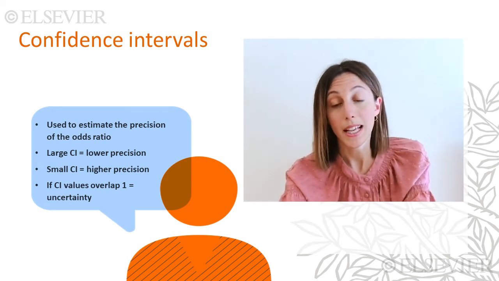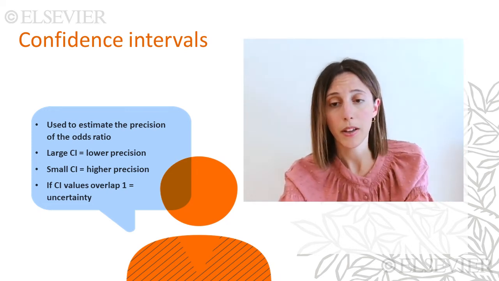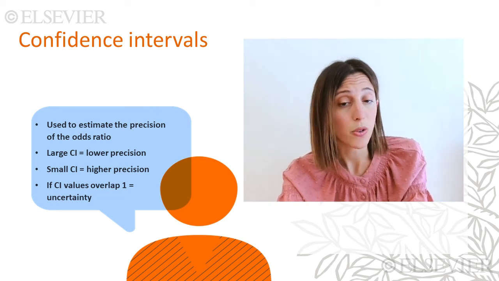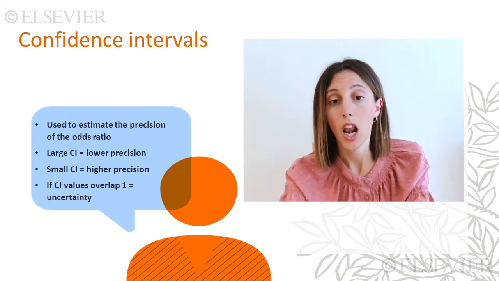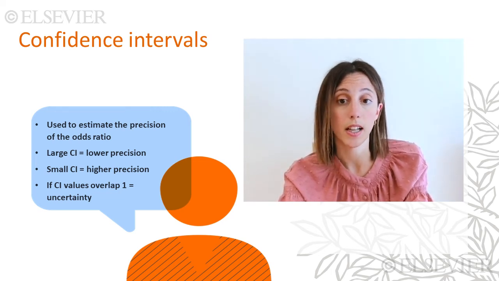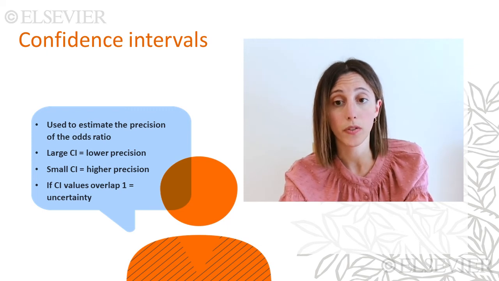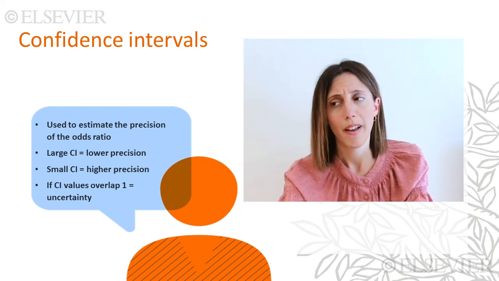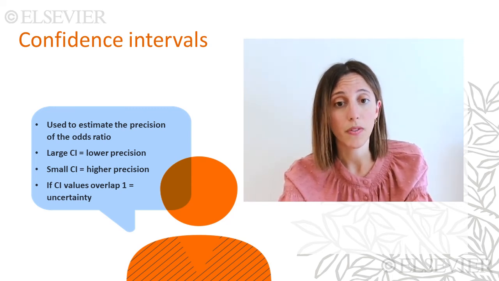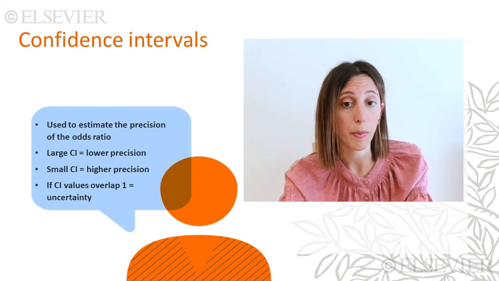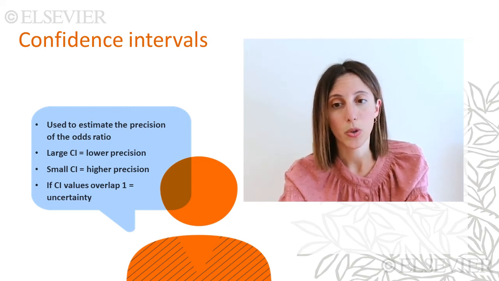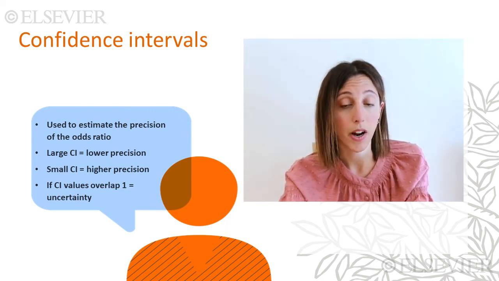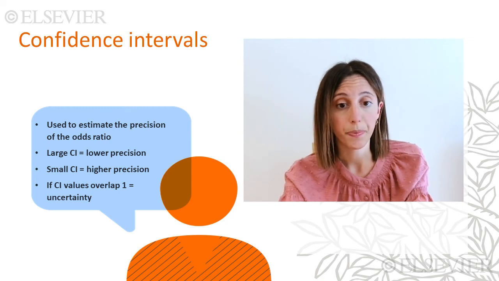So as with any estimate we make in life, an estimate could be precise or not so precise. A large confidence interval indicates a low level of precision of the odds ratio, whereas a small confidence interval indicates a higher precision of the odds ratio. How large is large though? That again depends, but usually if the values of the confidence interval overlap 1, we cannot really be sure about the effect of that independent variable, in our case, age.